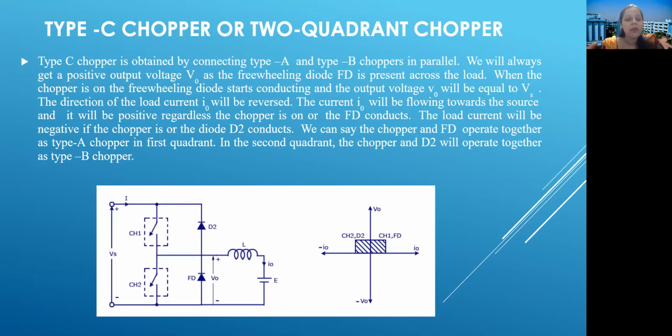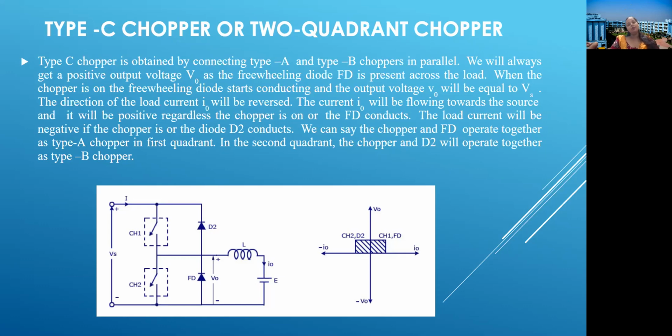The load current will be negative if the diode D2 conducts. We can say the chopper and the freewheeling diode operate together as a type A chopper in the first quadrant, and in the second quadrant the chopper and D2 will operate together as a type B chopper. So from the type C chopper we can have both first and second quadrant operation.